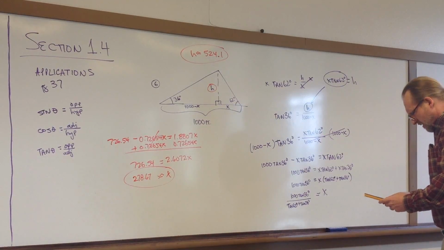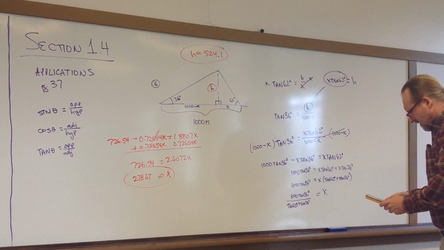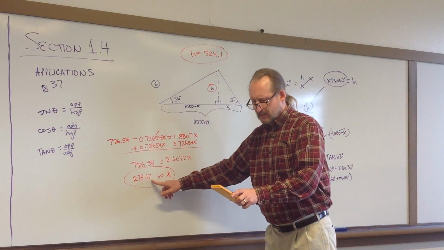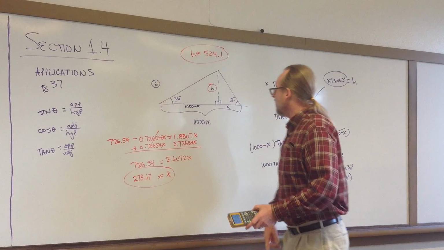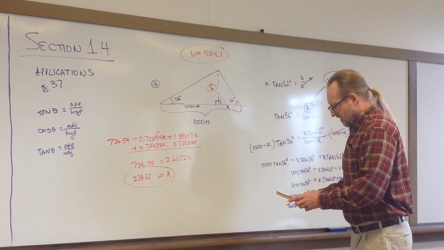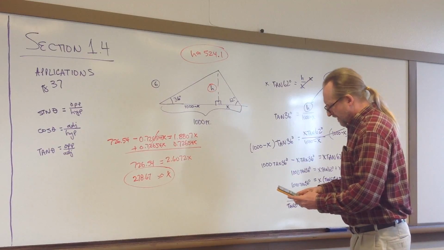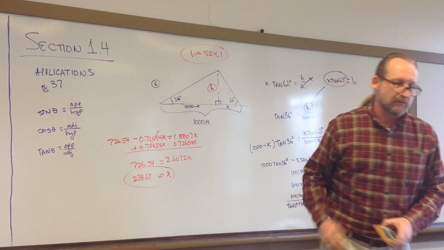1,000 tangent 36, and then divided by tangent 62 plus tangent 36. Oh, 278.66. Okay. And then if we plug that back in here, times tangent 62, 524.1. Okay, good.